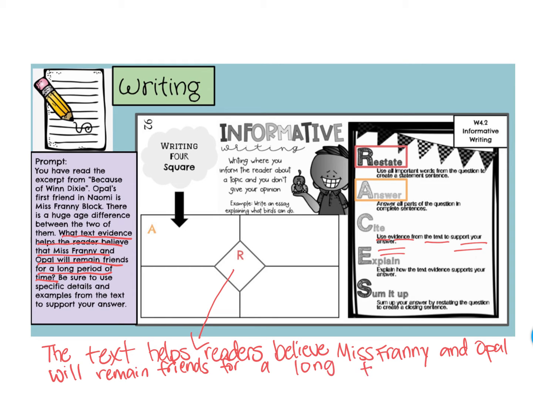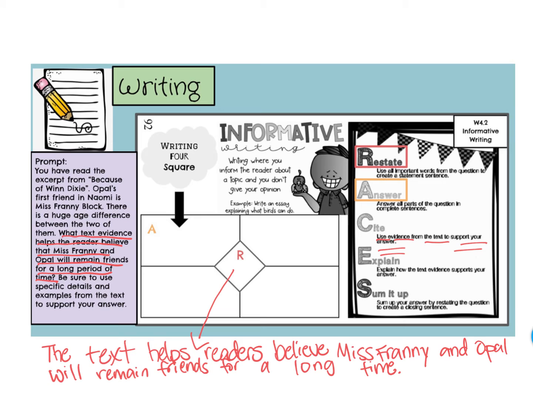Now I'm noticing the same exact words were used in my prompt, and I know that because I underlined them. So all I did for my R is make the same exact words into a sentence, and that is why it's called restating, because I'm stating it again. So all students should have, the text helps readers believe Miss Franny and Opal will remain friends for a long time. If you cannot fit that in the diamond, then you can do like I did and draw an arrow and write it in the white space underneath.